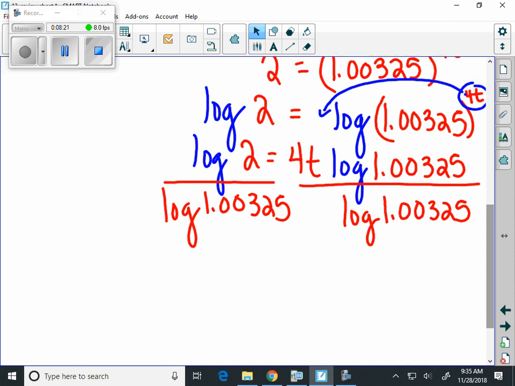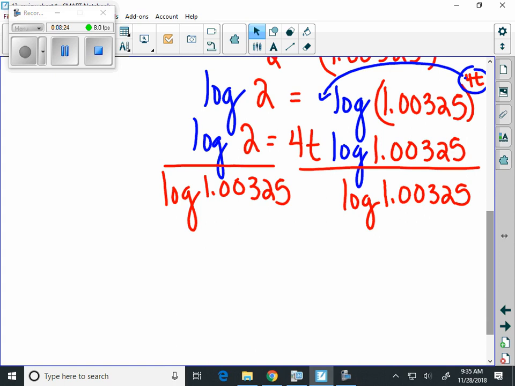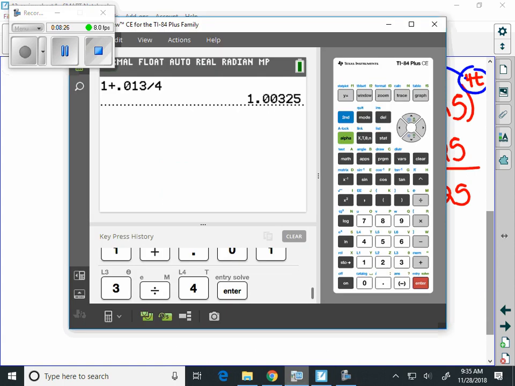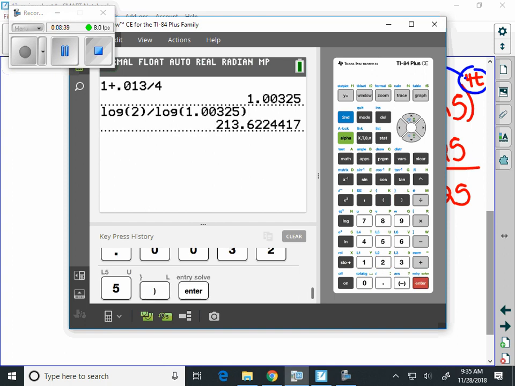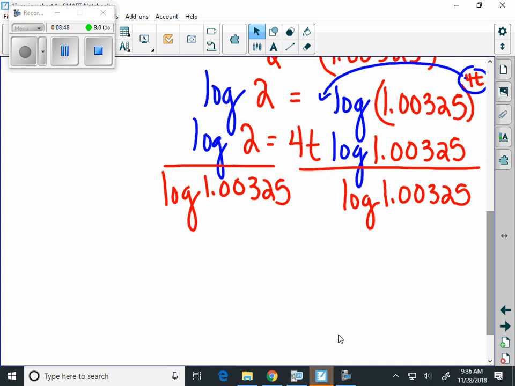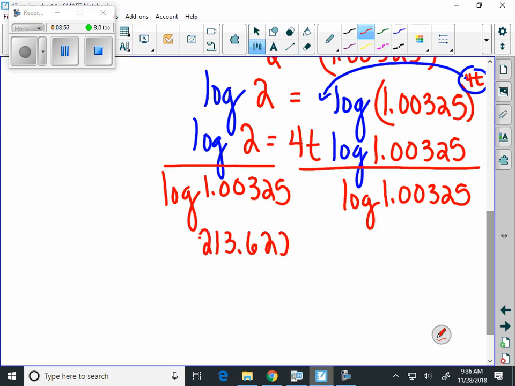So we type it in. We're going to leave that number in our calculator here momentarily. It's log of 2, close the parentheses, divided by log of 1.00325. Get that number. I'm going to write down a part of it. Leave that number in your calculator. 213.622 equals 4t.